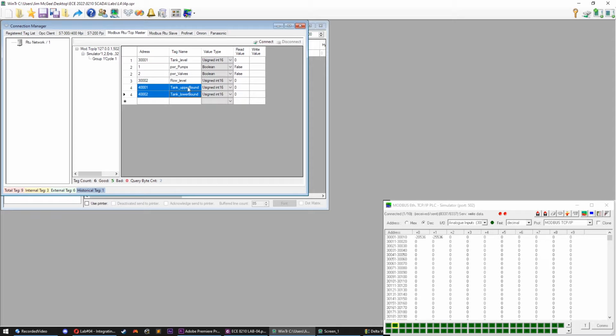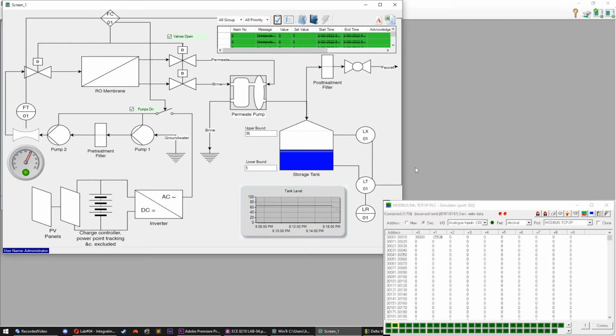And these two registers are the upper and lower bounds for the tank. So if the tank level is above the upper bound, turn everything off. If it's below the lower bound, turn everything on, fill the tank back up. That brings us to the instrumentation panel, which is built on top of this diagram.